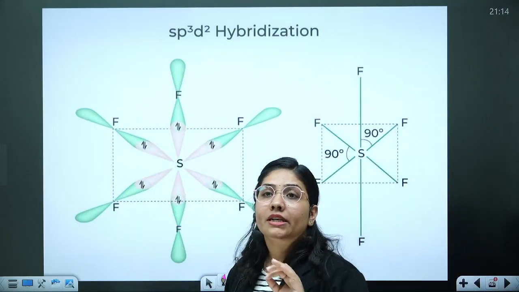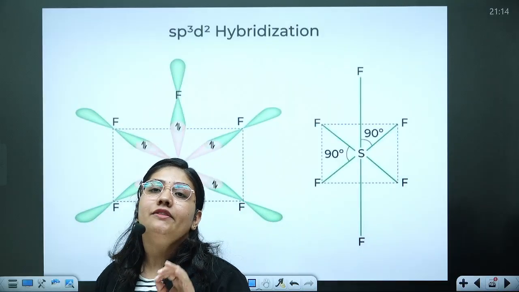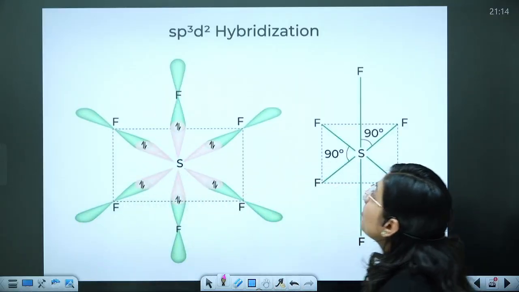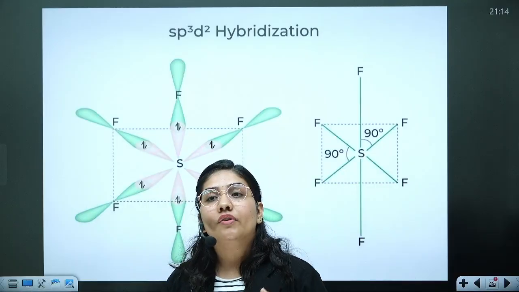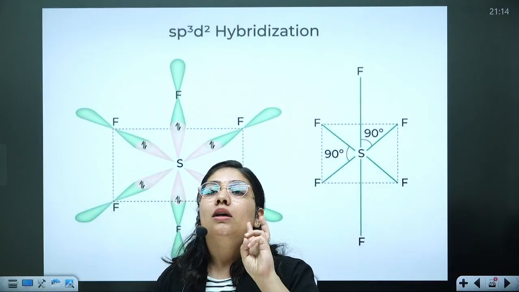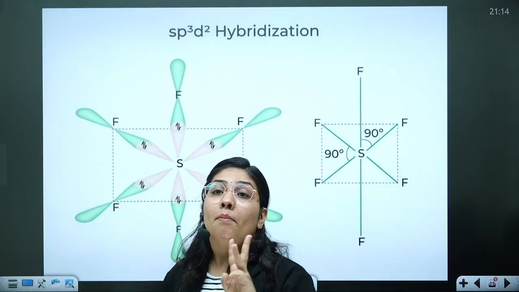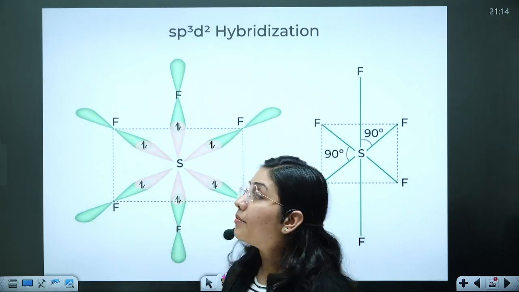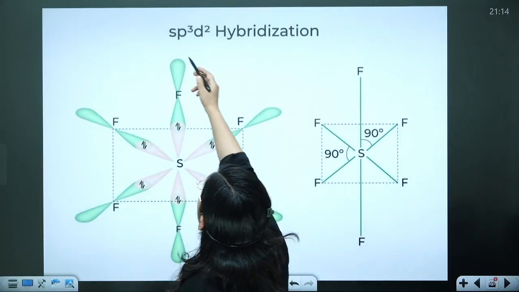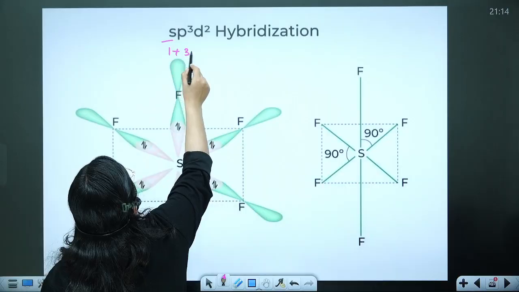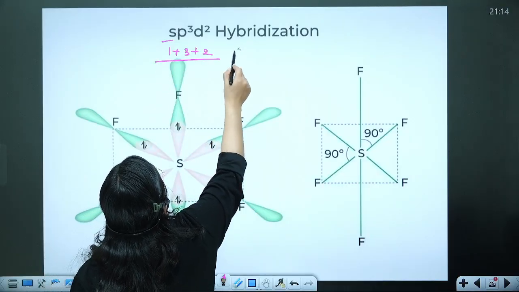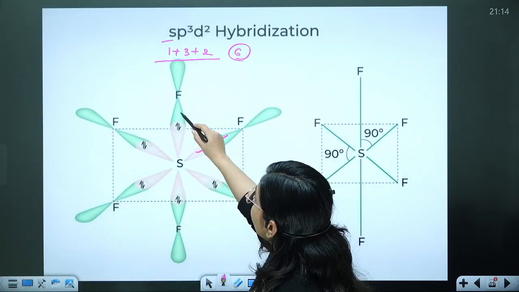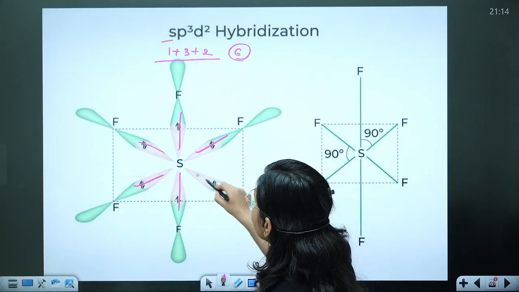Coming to sp3d2 hybridization, SF6 shows such a hybridization. In this what will happen? Just like the other cases, obviously one s orbital will participate, 3 p orbitals will participate and 2 d orbitals will participate. It means in total we will have 1 plus 3 plus 2, that is 6 hybrid orbitals. It means 6 bonds. You can check here, 1 2 3 4 5 6 bonds.